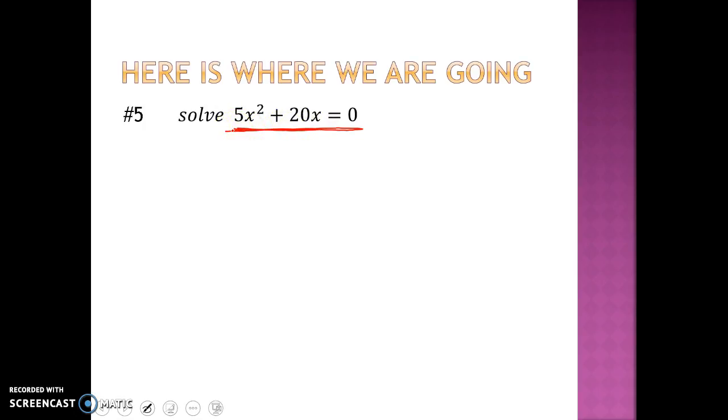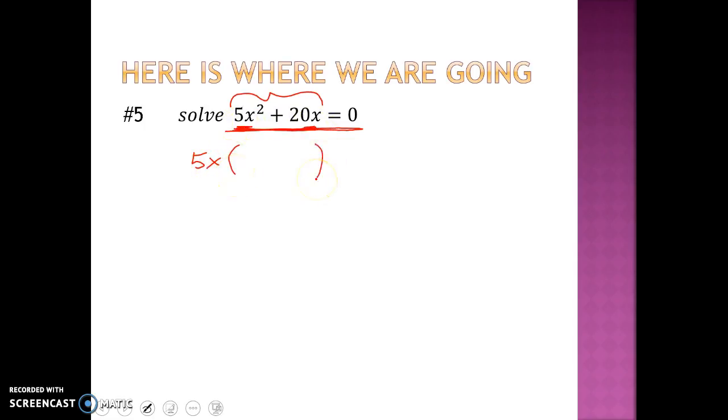So here's what I'm going to do. I'm just going to take this side, and I'm going to try to figure out what goes into both of those terms. And so I would start with a 5 because 5 goes into 5 and 5 goes into 20. Here I have 2 x's and here I have 1 x, so they both have at least 1 x in them.